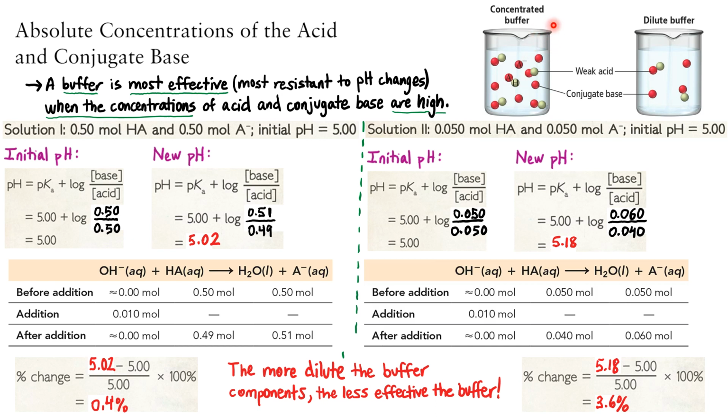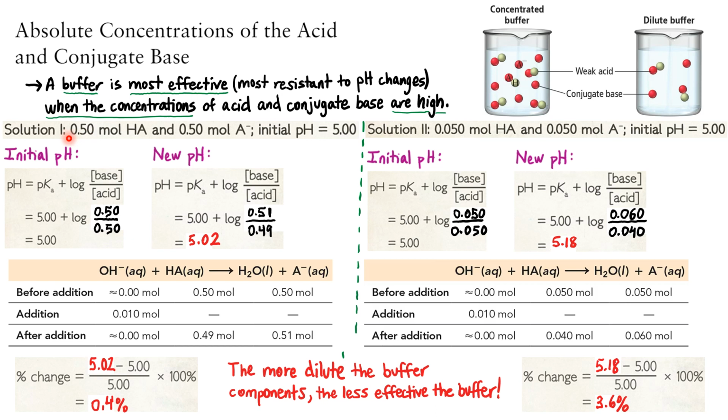Because if I add any sort of contaminant, like another base or another acid to this, we have more weak acid and conjugate base to neutralize the contaminant, and therefore the pH won't change very much relative to something dilute. And we talked about how the more dilute the buffer components, the less effective the buffer. That makes sense. And we showed this mathematically, right?